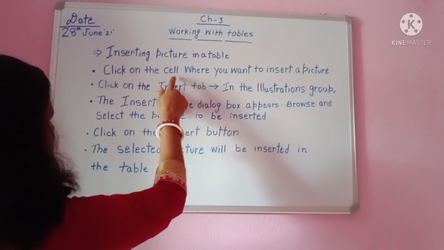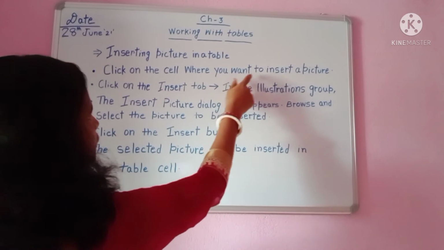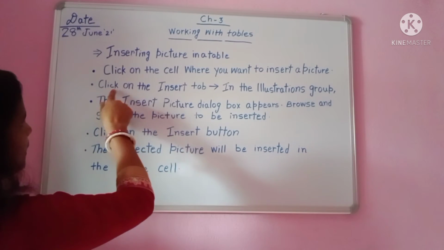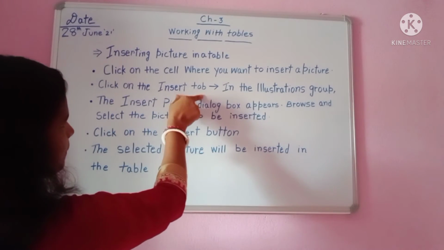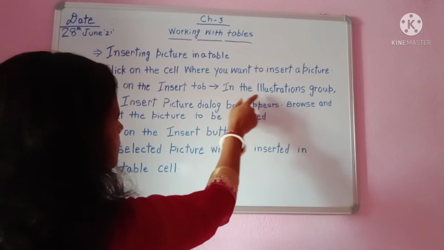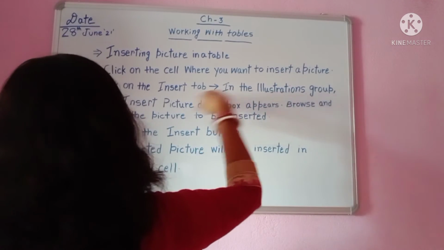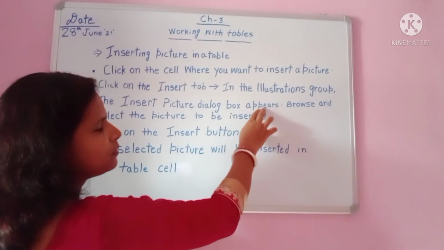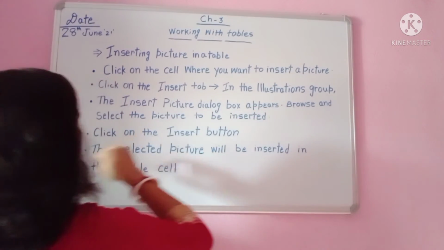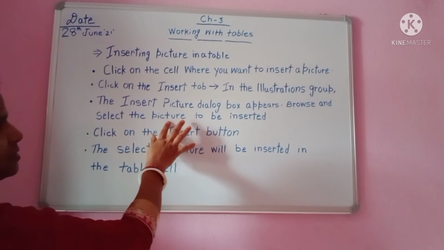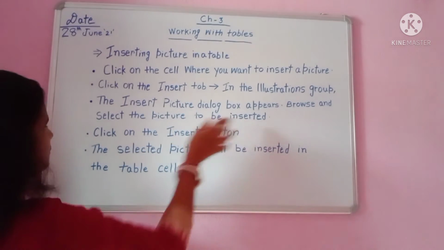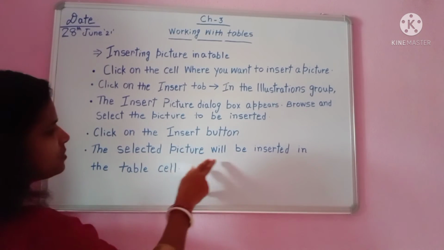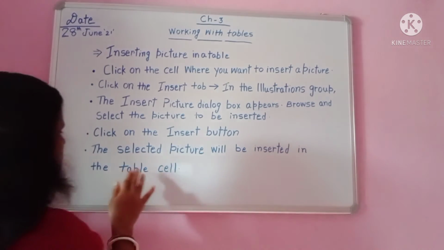Click on the cell where you want to insert a picture. Then click on the Insert tab and go to the Illustrations group. The Insert Picture dialog box appears. Browse and select the picture to be inserted. Click on the Insert button. The selected picture will be inserted in the table cell.